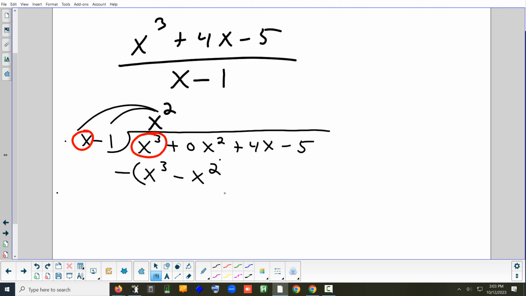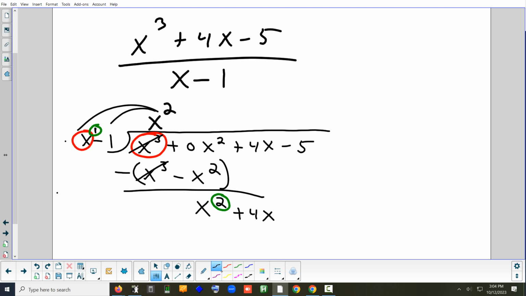And what do we do with these columns? Subtract them. x cubed minus x cubed is 0. 0x squared minus negative x squared is x squared. And then our next step is to drop down the 4x. And we keep going until this exponent is smaller than that one, or we get a remainder of 0.